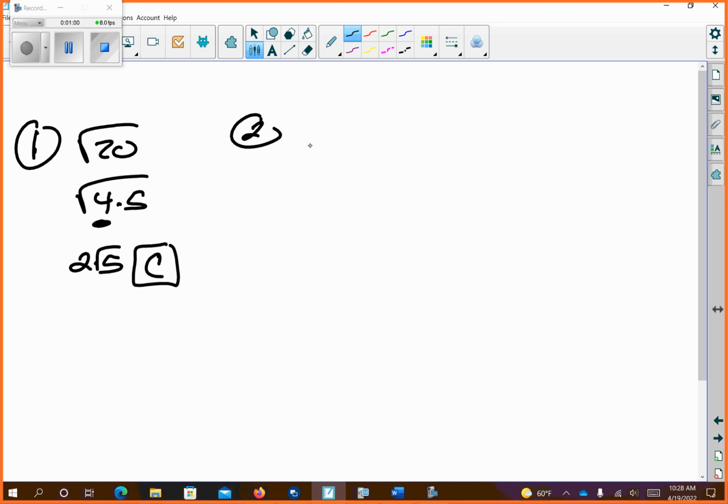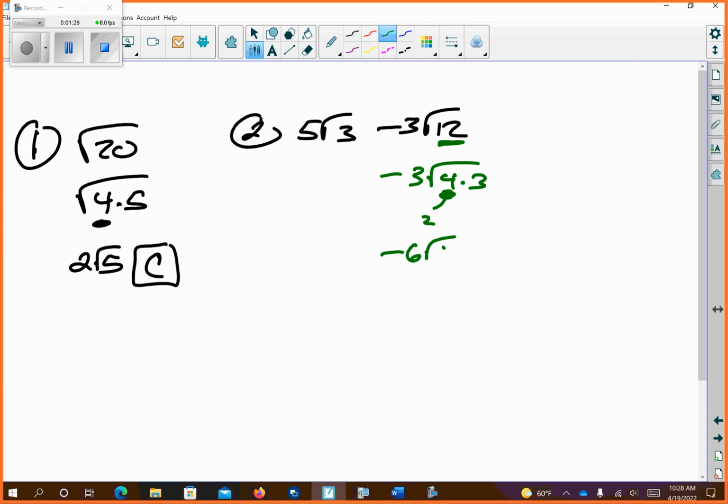Problem number 2. You get 5 root 3 minus 3 root 12. I cannot add or subtract these as they sit because they are not like terms. They have different roots. So I'm going to break 12 up. This is going to break to this. Do you agree with that? And the reason I'm not using 6 and 2 is 4 is the biggest perfect square. So what's the square root of 4? 2. So this is going to give me negative 6 root 3.